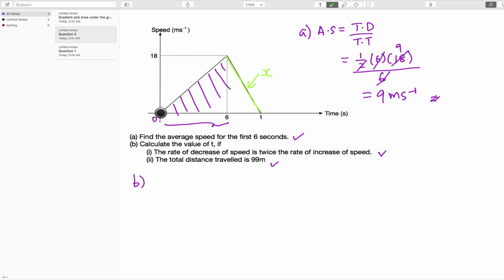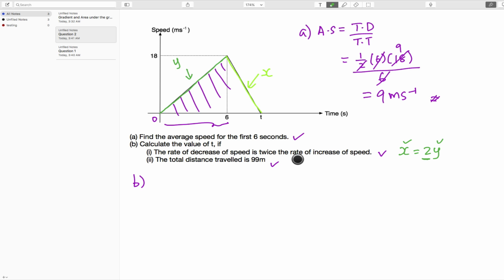So let's say this is the rate of increase of speed, because the speed keeps on increasing, and I call this one y. Based on this sentence, I know x equals 2y, because the question says the rate of decrease of speed is twice, or double, or 2 times the rate of increase of speed. This is some logic about part 1.